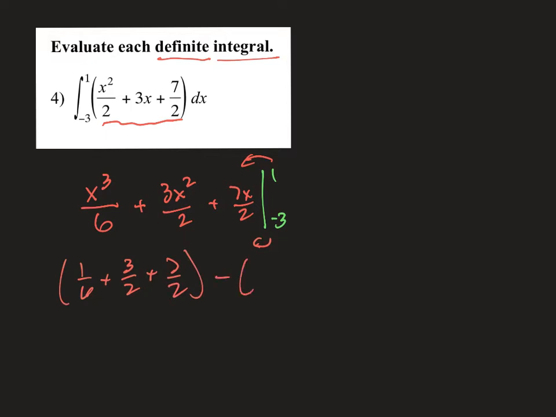get negative 27 over 6 plus 27 over 2, right? When you square it, it's positive 9. And then minus 21 over 2. That's over 2, sorry.